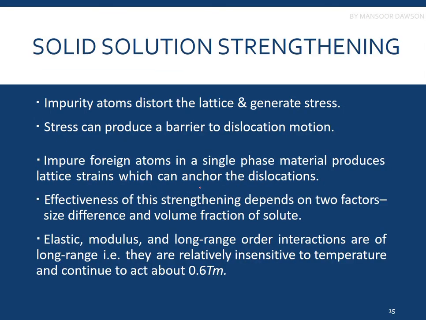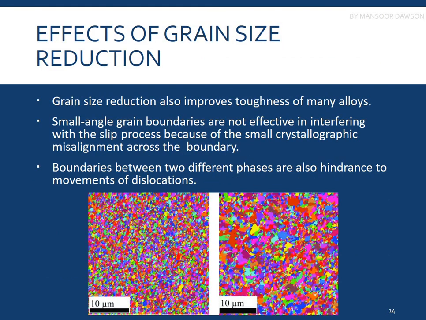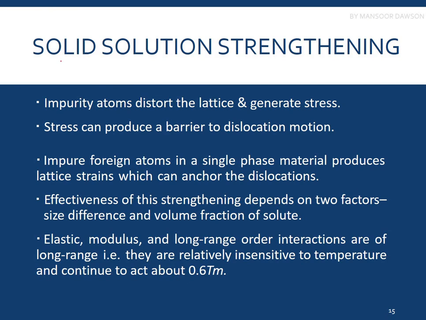Next we have solid solution strengthening. Before that, I'll just reiterate what I said: if we reduce the grain size, the hindrance to dislocation movement is increased, and therefore the plastic deformation would be resisted. And if the plastic deformation is resisted, the strength of the material is increased. We are applying the load, but there is no plastic deformation taking place. So that means the material's strength is very high.